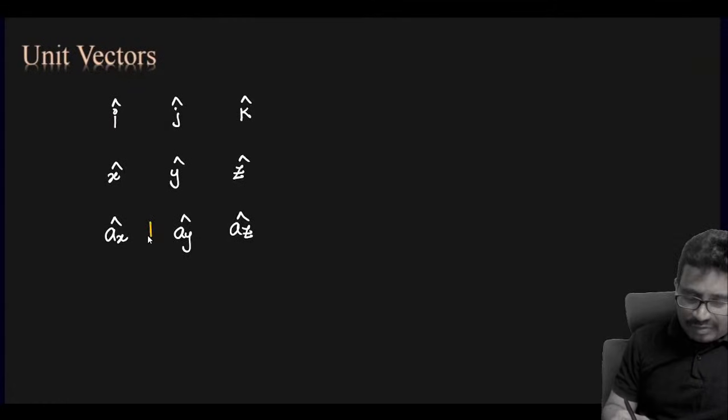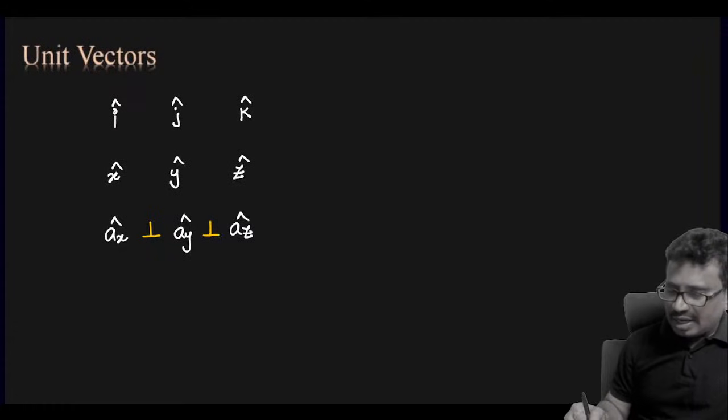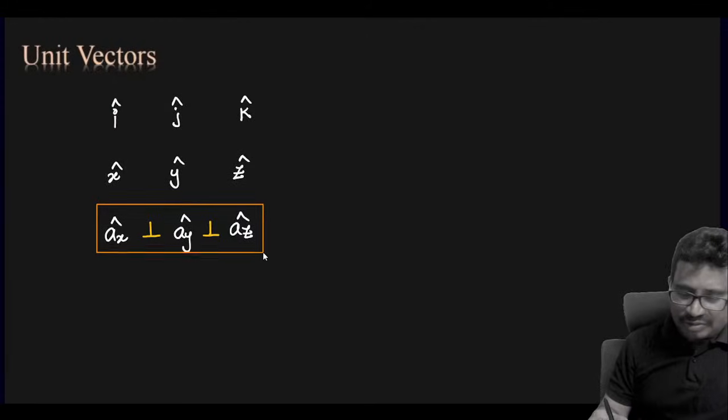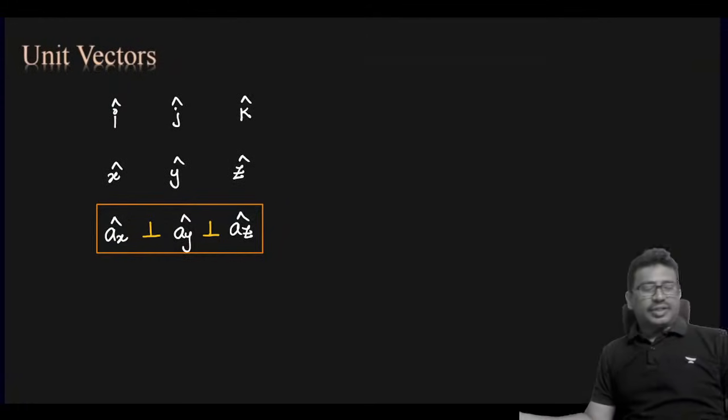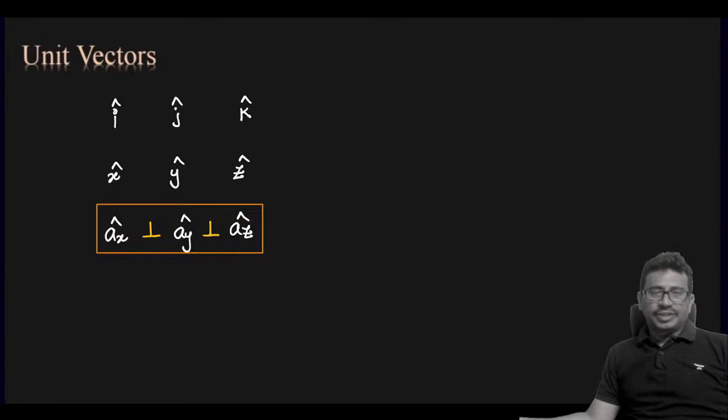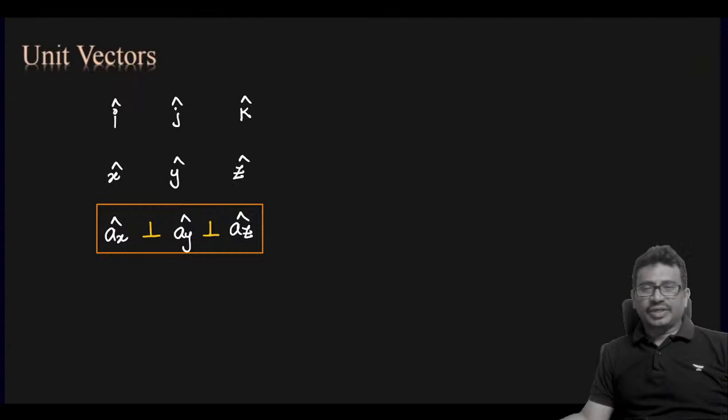And the angle between them is how much? The angle between a_x, a_y, a_z is 90 degrees. These are the unit vectors.